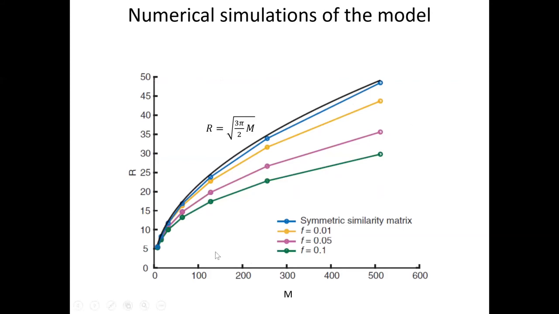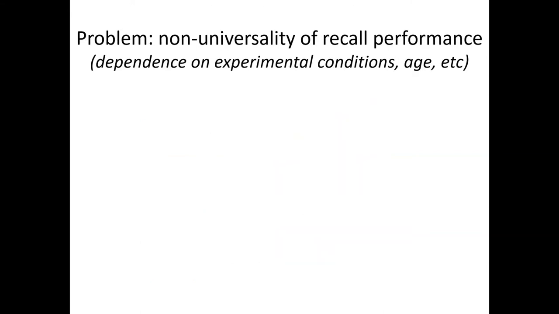Okay, so this shows that if you do the numerical simulation of the model, then this analytical expression indeed works very well. So if you go to the very sparse limit of the model, the behavior approaches this predicted line, square root of 3 pi over 2. But there is this issue, right?